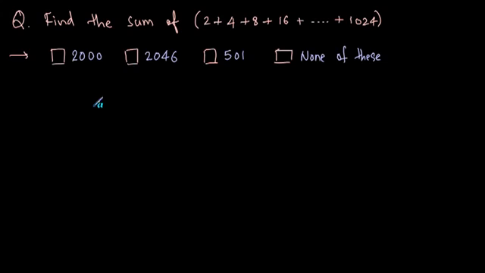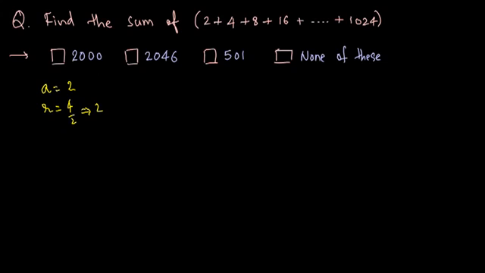Solve this question and find out what the answer is. Here a is equal to 2 and the ratio r is equal to, take the ratio of any two successive numbers, 4 by 2, that is equal to 2. So the ratio is also 2. Now we have been asked the sum of series.